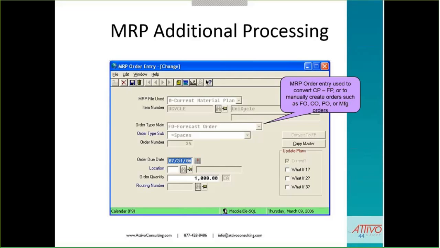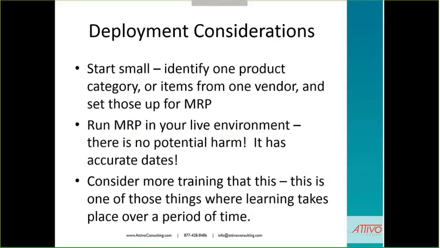So now that we've covered a lot of considerations for how MRP will run, let's have one quick discussion about deployment. If your company has not already begun using MRP, these are a couple of points I'd like to talk about. Number one, I think it's important to start small, meaning identify one product category or items from one particular vendor and set those up for MRP to provide advice for you.